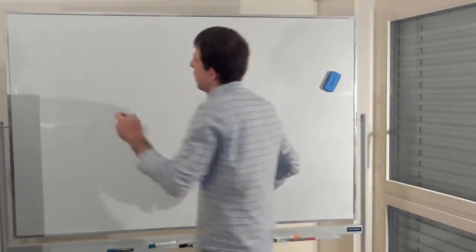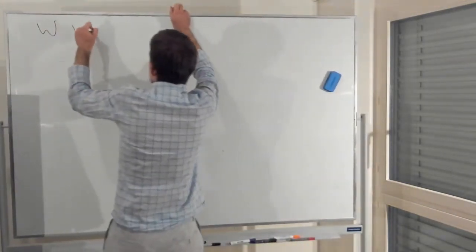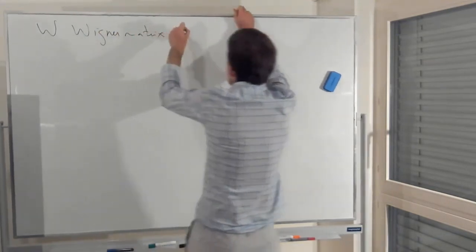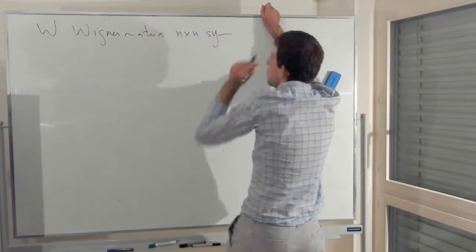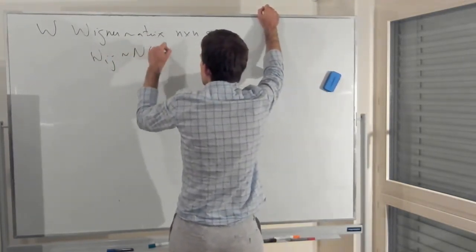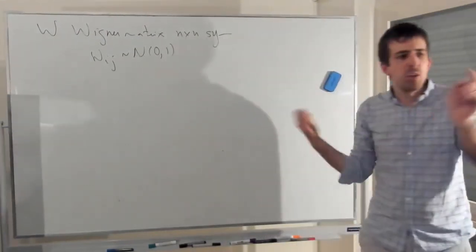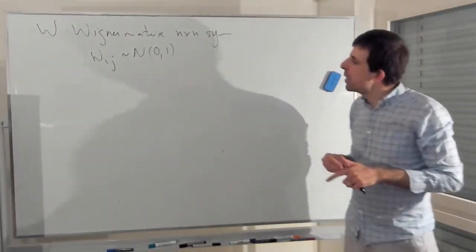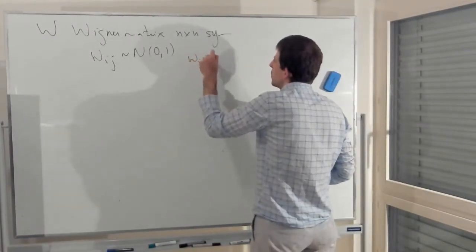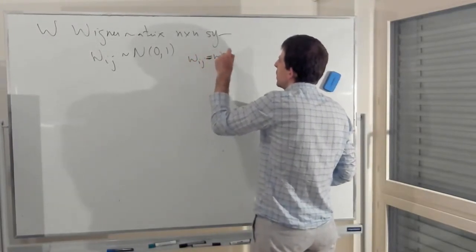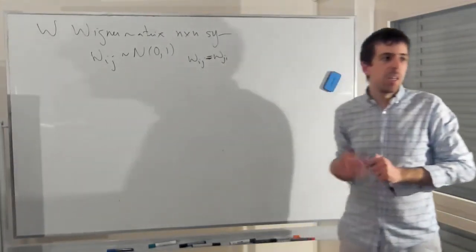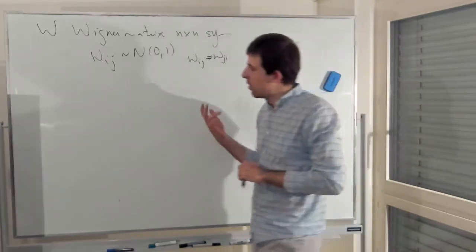Okay, so let's say we have W as a Wigner matrix. This is an n by n symmetric matrix where the entries are Gaussian. W_ij is just a Gaussian, with mean 0 and variance 1, and on the diagonal you can put variance 2. It doesn't really matter, but they are symmetric, so W_ij is equal to W_ji. That is important.